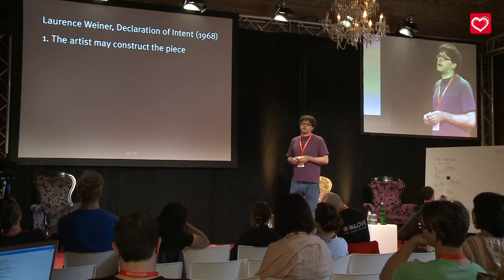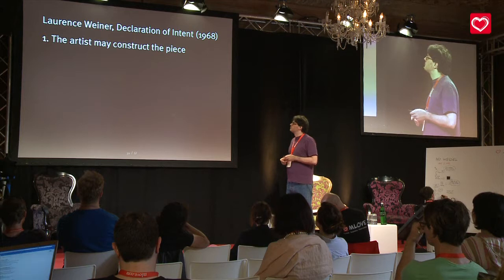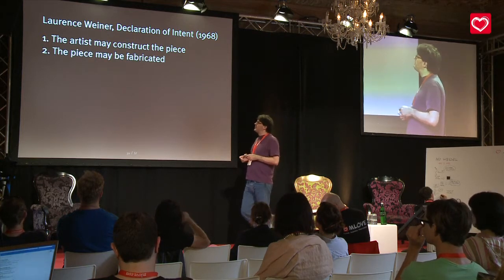So Lawrence Weiner was also an artist from the 60s. You see, the 60s was a really important decade. There was the Declaration of Intent. So he just created three rules for contemporary art: that the artist may construct the piece; the second rule was the piece may be fabricated; and the third one was the piece need not be built.